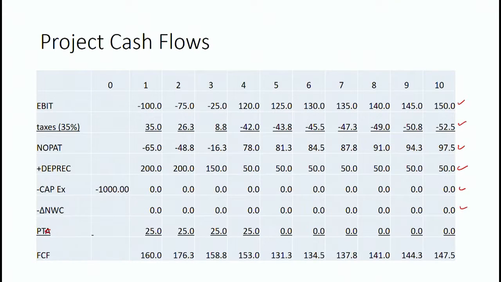This should be production tax credit, not PTA. Production tax credit is just $25 million per year for 4 years. And so I've just made up these numbers. And basically we went through this. This would be the free cash flow that we have for the project.